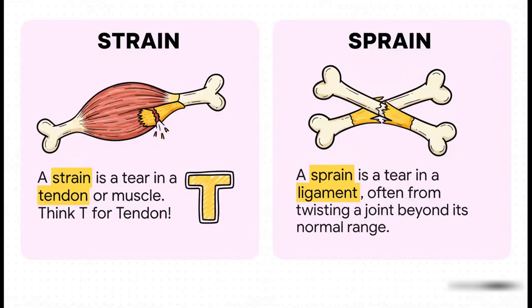Okay, here's a super simple memory trick that could honestly be a lifesaver on the exam. A strain involves a tendon. Just think, T is for tendon. Super easy, right? That means a sprain is a tear in a ligament. Knowing this one little difference is so crucial, so lock that one away.